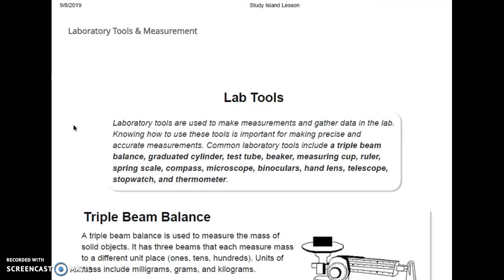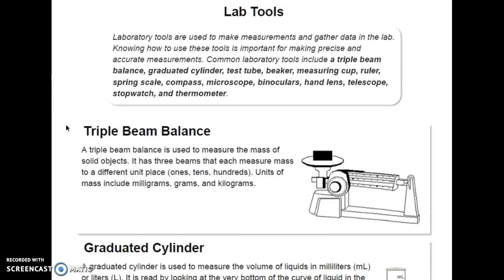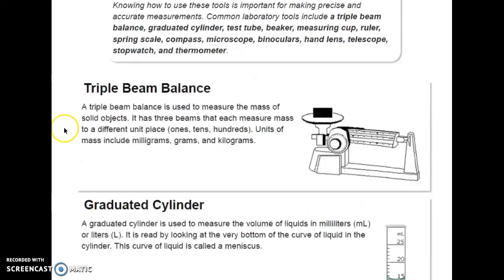Common laboratory tools include a triple beam balance, graduated cylinder, test tube, beaker, measuring cup, ruler, spring scale, compass, microscope, binoculars, hand lens, telescope, stopwatch, and thermometer. So let's go through all of them.